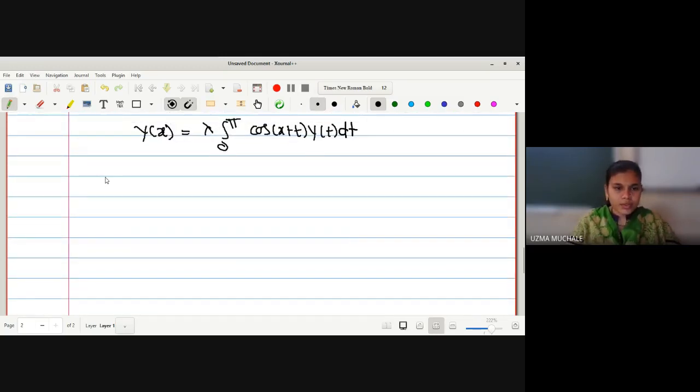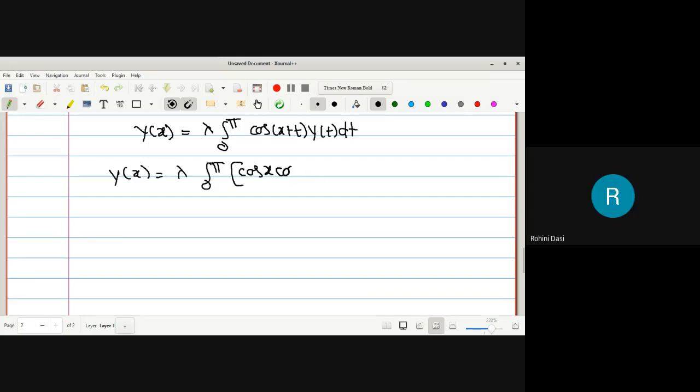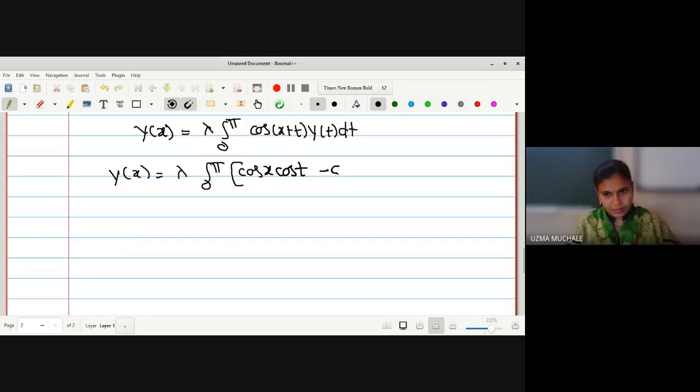Now let us use the formula for cos of a plus b. What is the formula for cos of a plus b? Cos A cos B minus sin A sin B. So we get cos x cos t minus sin x sin t, y of t dt.